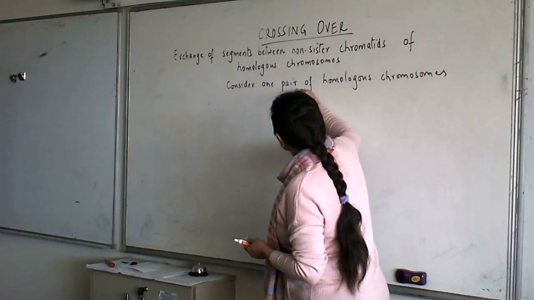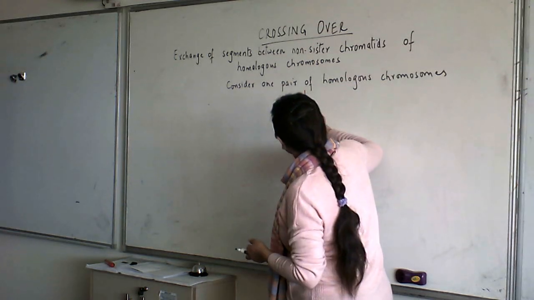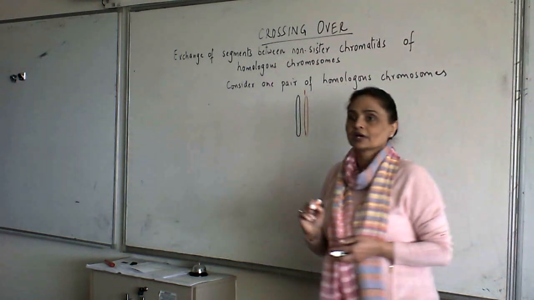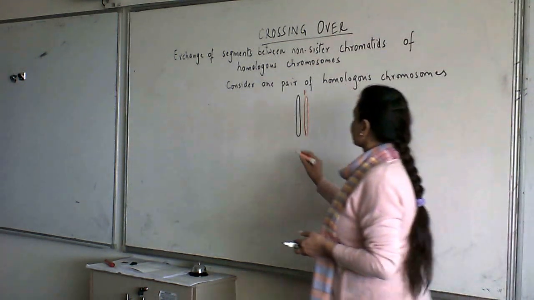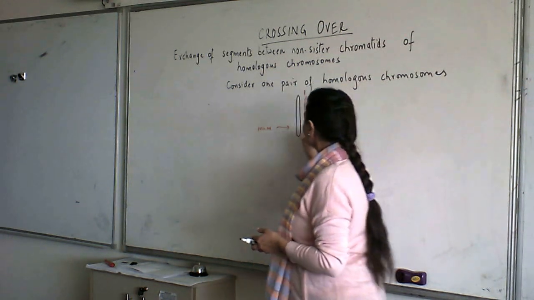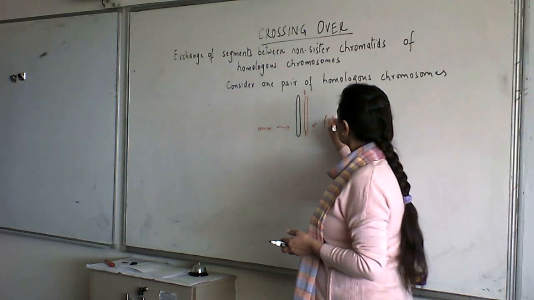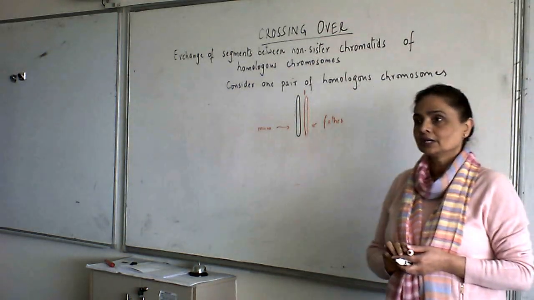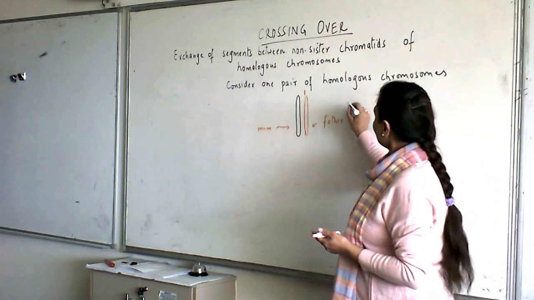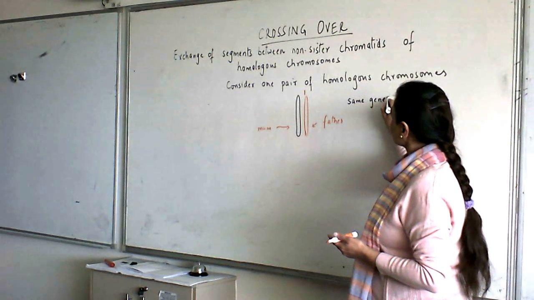So that's chromosome number 1 and another row, chromosome number 1. As we know, we get one from the mother, one from the father. Okay? The two chromosomes that we've got have exactly the same genes.